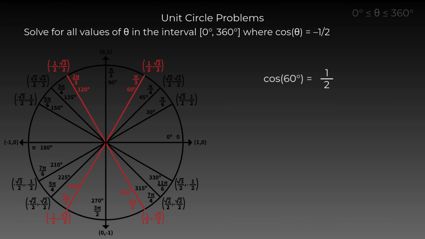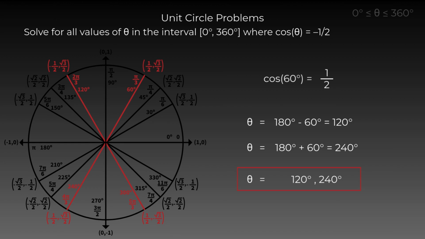In quadrant 2, angles are measured from 180 degrees going backward. So, we subtract the reference angle from 180 degrees. Theta equals 180 degrees minus 60 degrees, which is 120 degrees. In quadrant 3, angles are measured from 180 degrees going forward. So, we add the reference angle to 180 degrees. Theta equals 180 degrees plus 60 degrees, which is 240 degrees.